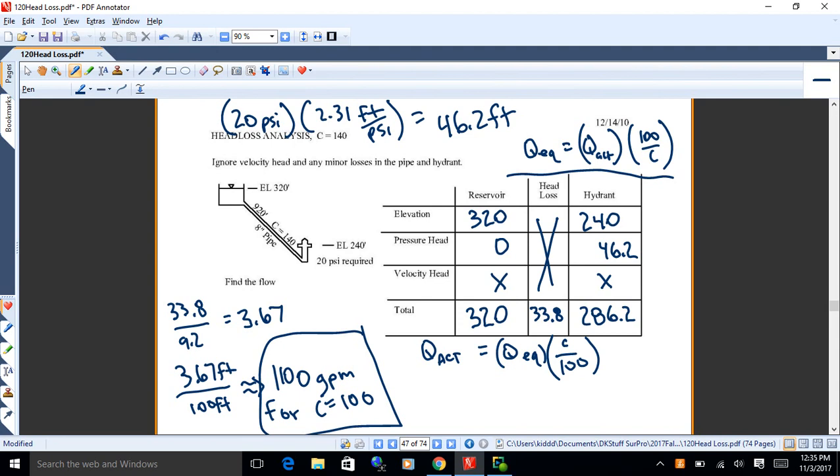So if I want the actual flow here, I'm going to have to take the 1,100 that I just got, which is equivalent, and multiply it by 140 over 100. The idea is I can get more flow through a C140 pipe than I can for a C100 pipe. Okay? That'll get me more flow.